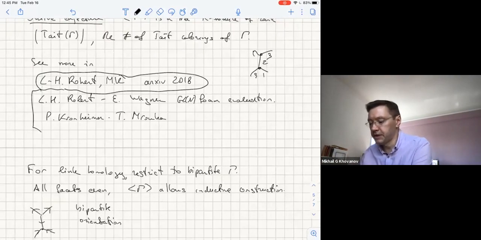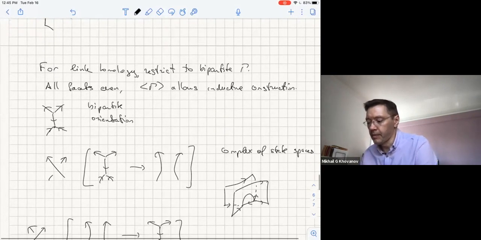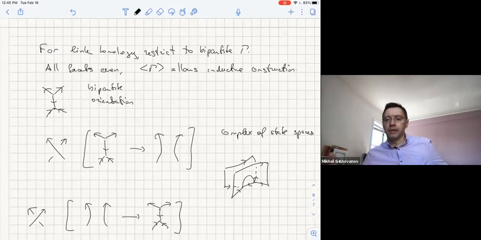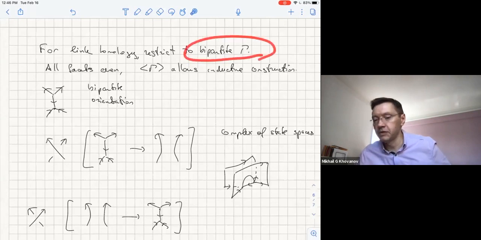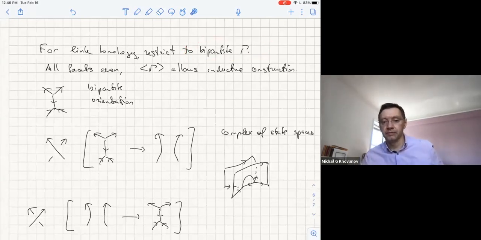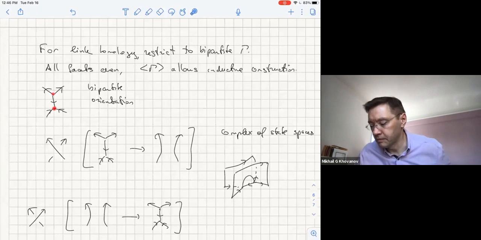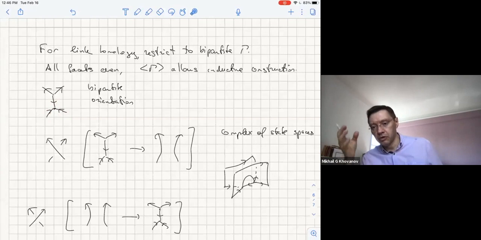But there is one case that is relatively simple. If you want a relation to link homology that's already been understood, then you can restrict to the case when the graph gamma is bipartite. Bipartite means that we can orient the edges so that at each vertex the edges are all in or all out. That's a bipartite graph.